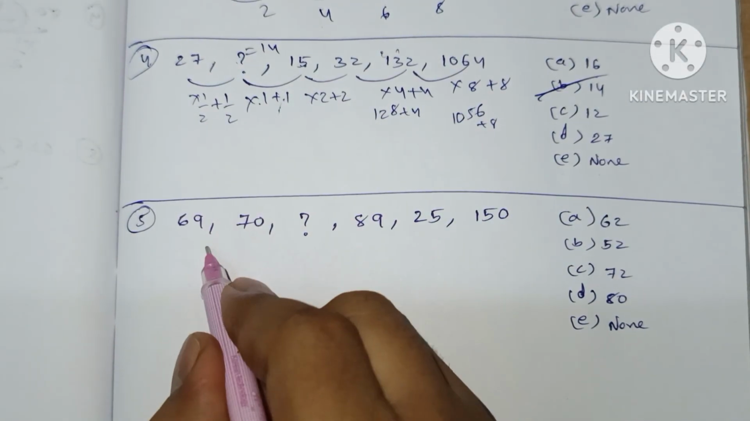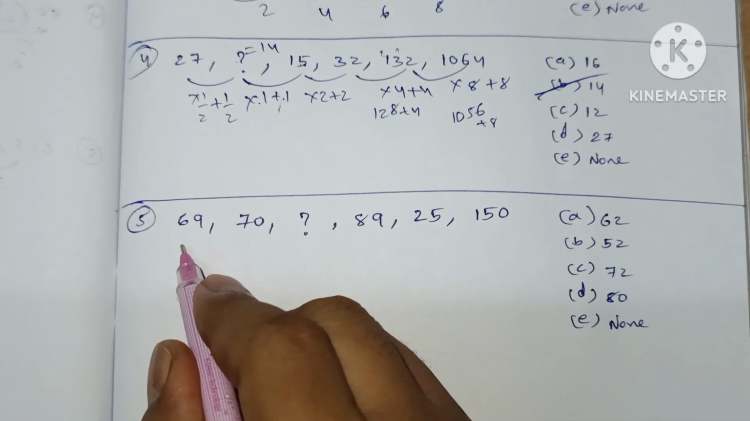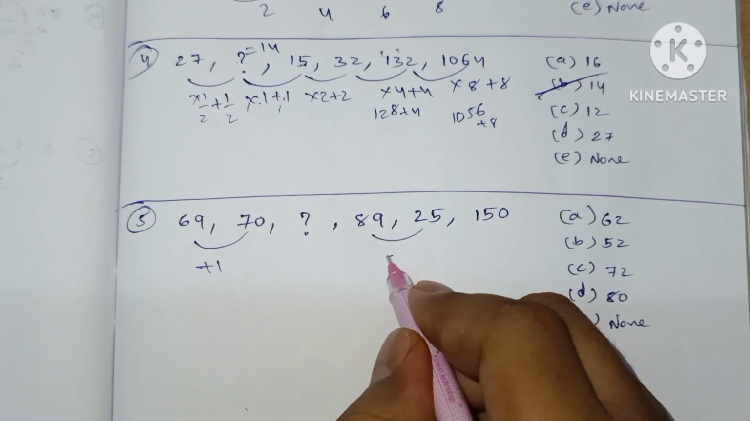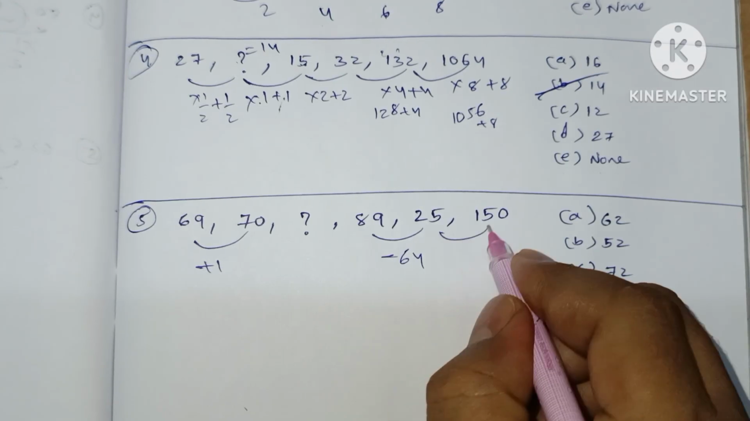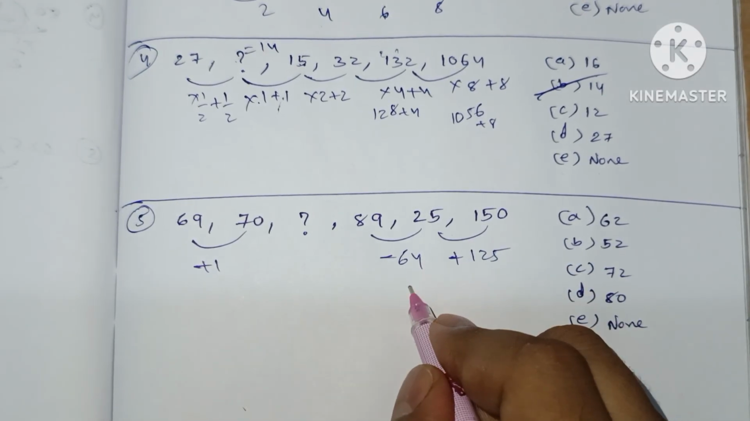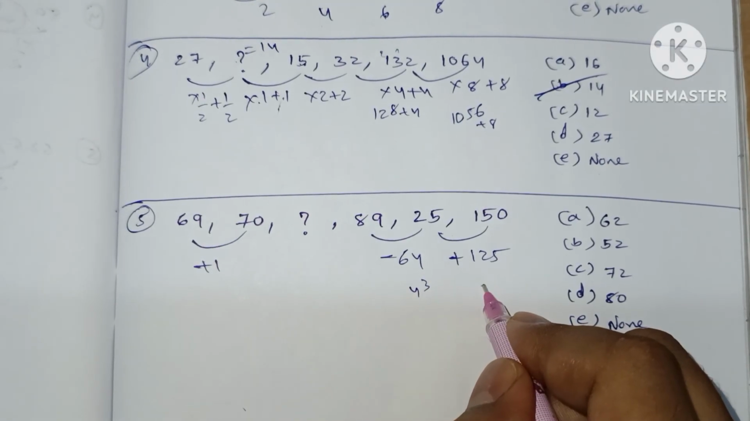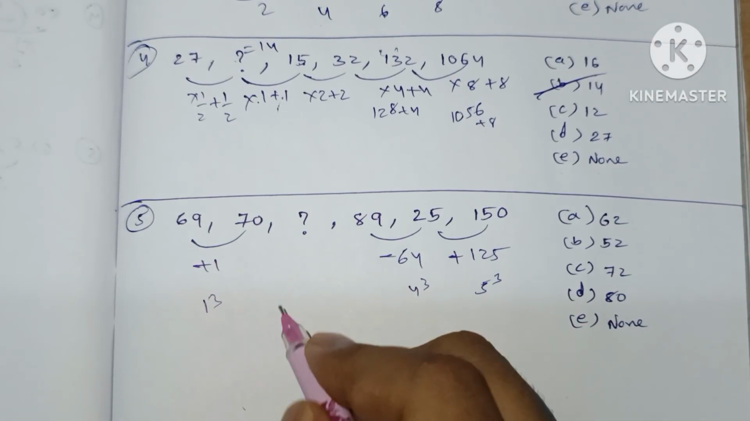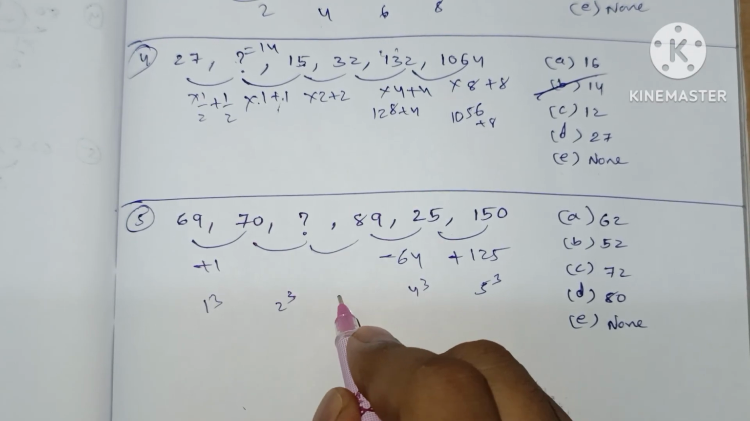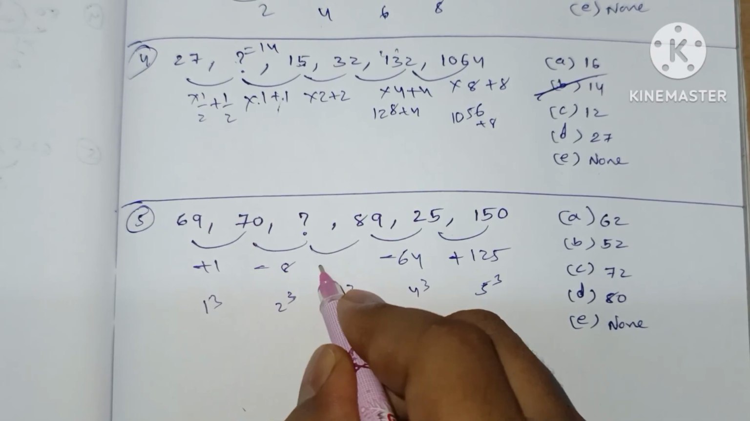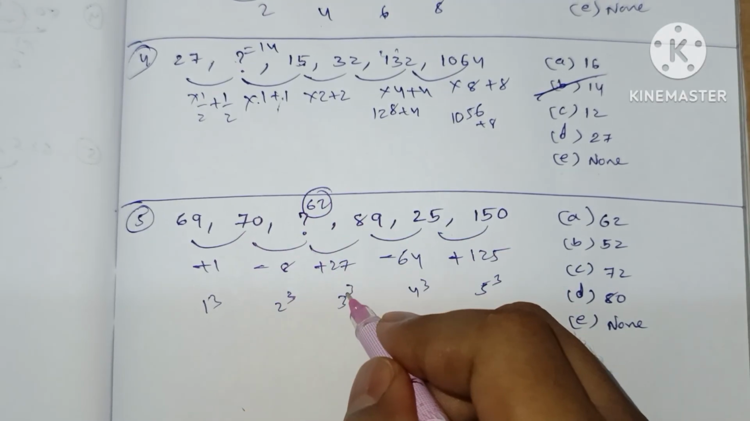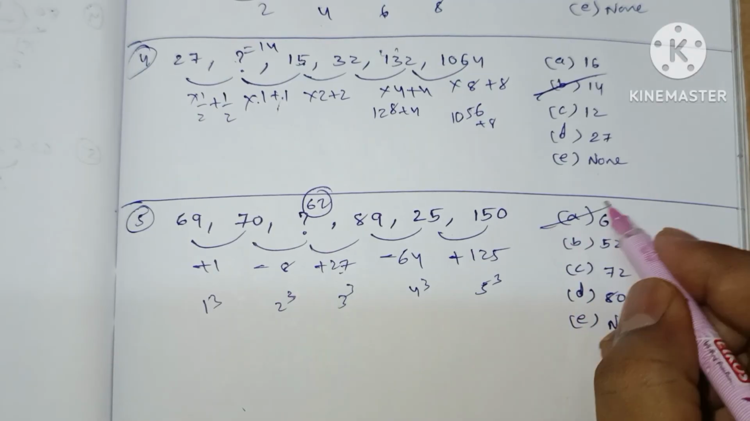Next, 69. These numbers are gradually increasing and decreasing. We'll go with the differences. Here the plus 1. Here the difference is minus 64. Here the difference is plus 125. This is 4 cube. This is 5 cube. It is 1 cube. So here 2 cube. Here 3 cube. Minus 8 plus 27. 70 minus 8, which will be 62. 62 plus 27 will be 89. So answer will be option A, 62.